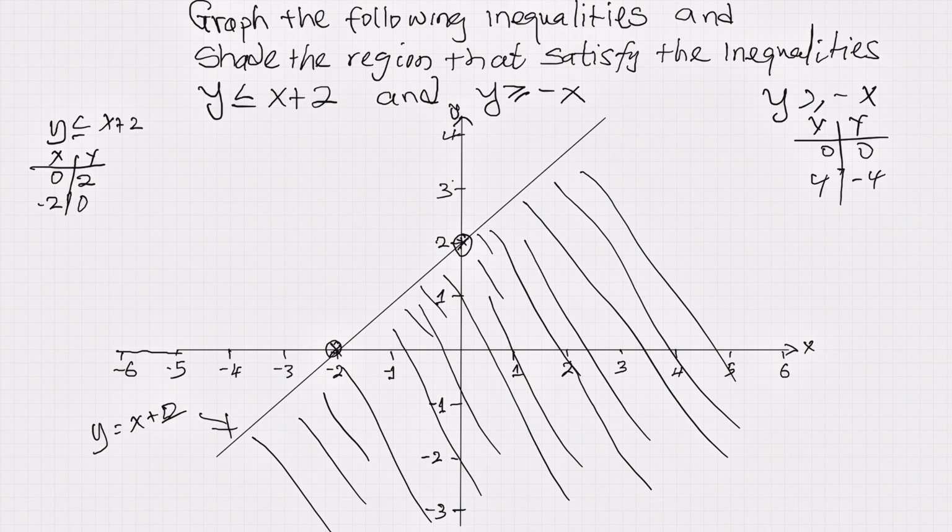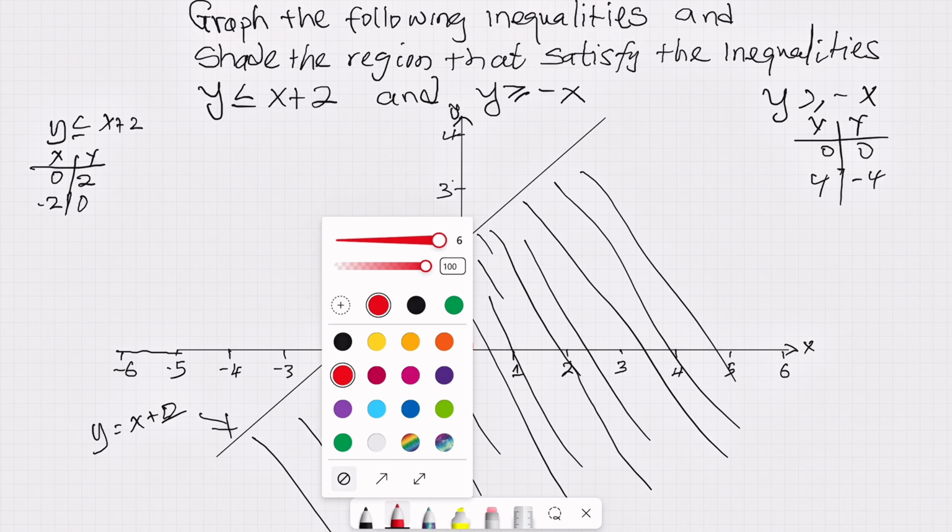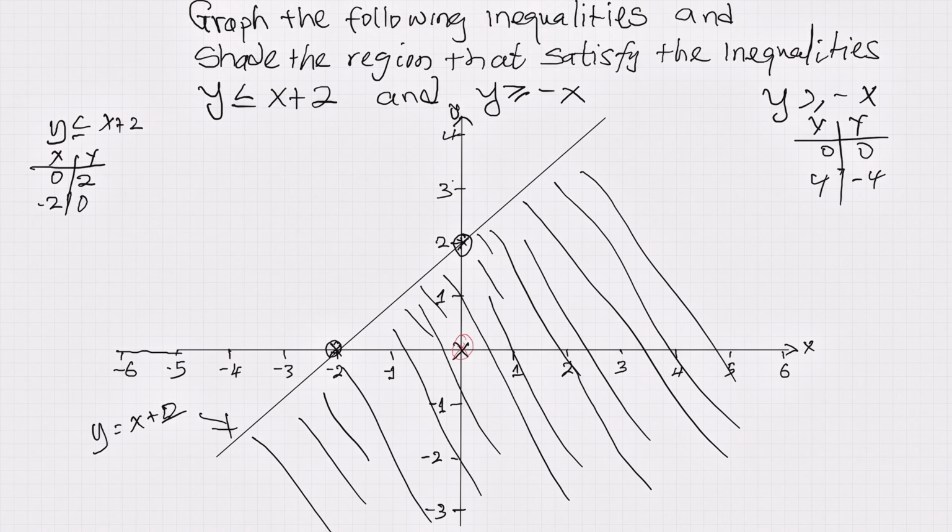So the other graph, we have 0, 0. I like to use a red pen right over here. So we have 0, 0 over here. That is that point. We have 4, negative 4. So 4 on the x and negative 4 on the y axis.